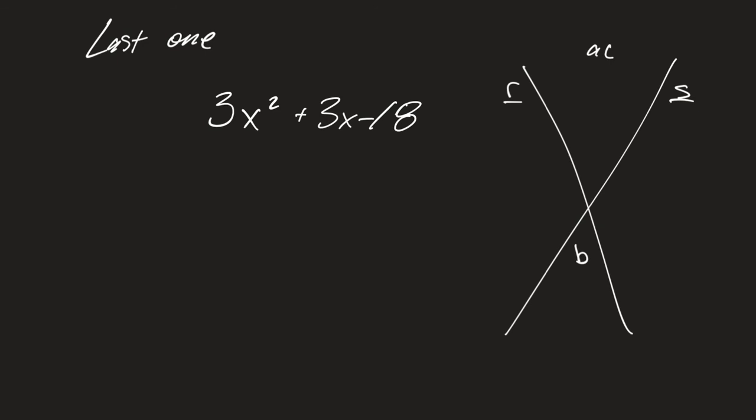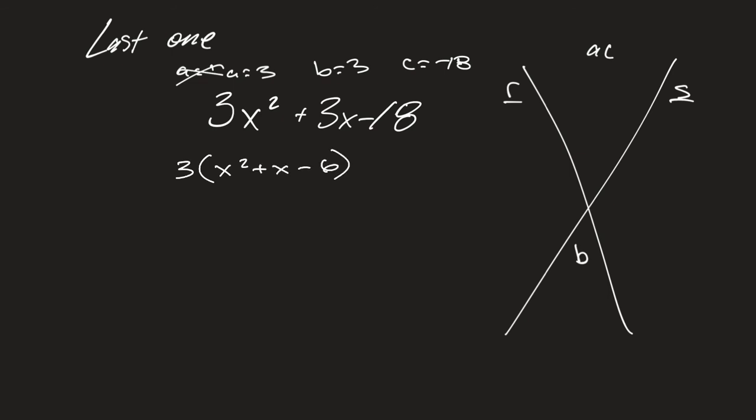Last sample problem, you might see something like this: 3x squared plus 3x minus 18. Well, I said that this lesson is where a is supposed to equal 1, but it doesn't. a equals 3, b equals 3, c equals negative 18. The first thing I would ask myself is, is there a way that I can factor this 3 out of every term? And if you look, the greatest common factor between all of these is 3. So what would happen if I factored a 3 out of all of these? I get 3 times x squared plus x minus 6.